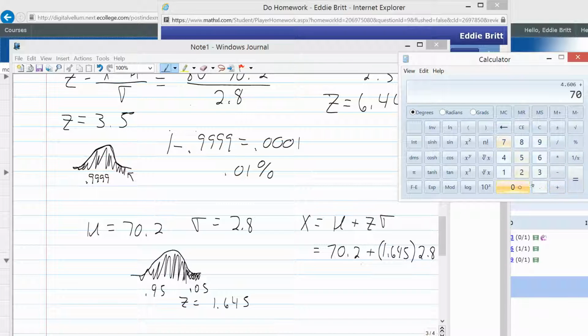plus 70.2. Alright, so 74.8 inches. That's how high that the door could be, so that all but 5% of the tallest men could get through the door.